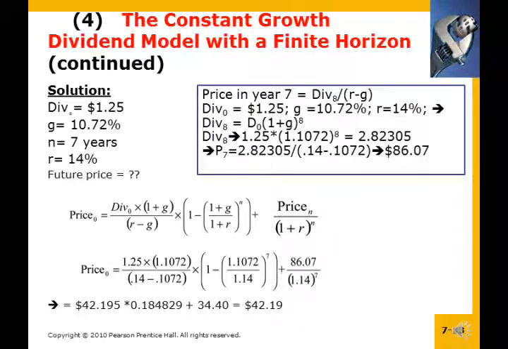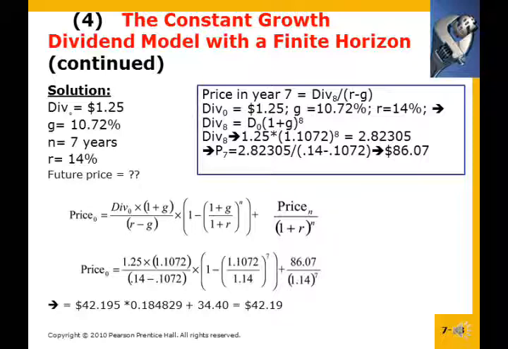So to solve the problem, we have to apply the long formula. And as I said before, we can divide this formula into 3 parts. The first one will be the rule of the third model, which is equal to dividend naught times 1 plus G divided by R minus G. And all these are given in our problem. Dividend naught equal to 1.25, G equal 10.72, R equal 14. So dividend naught 1.25 times 1.1072 divided by 0.14 minus 0.1072. This is the first part.